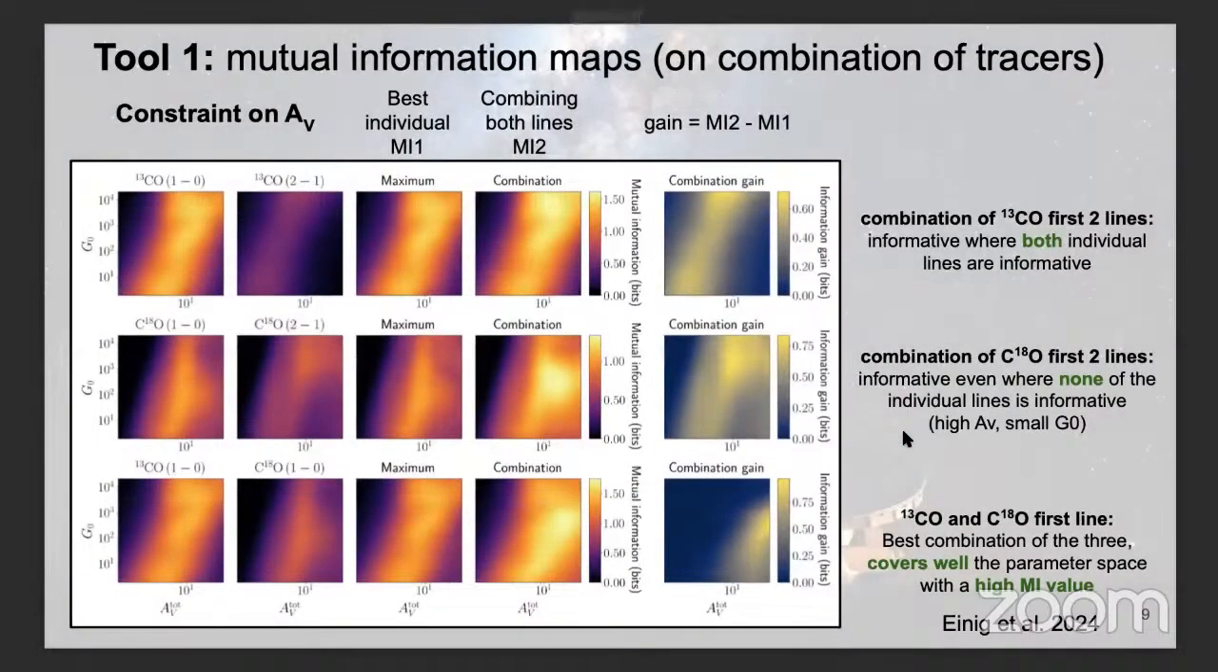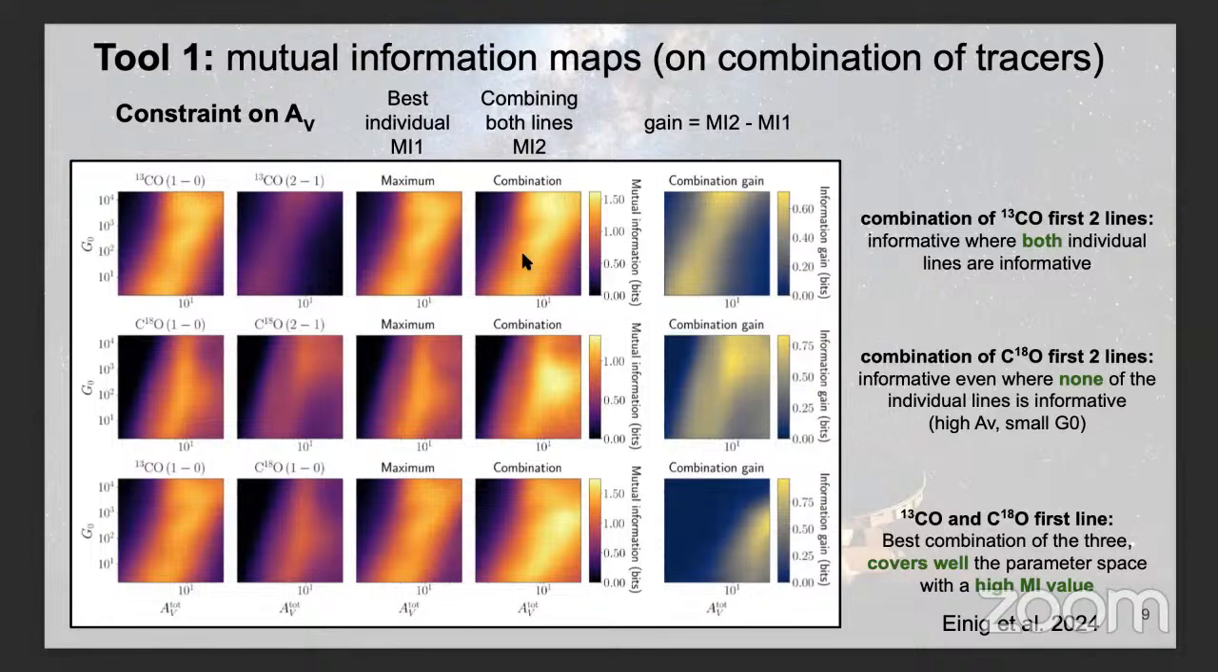So that was the first application of this method. But what's interesting is that we can consider the interrelation between different tracers. And in particular, the fact that different tracers could be redundant, in which case there is no need to observe both of them, or they can be complementary, and observing two of them together will bring new information. So here, what I show for each row is the information brought by one molecule, by one line, another line, the maximum of the two, and then the combination of the two.